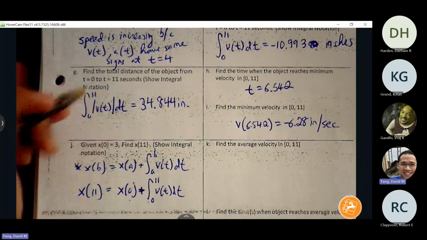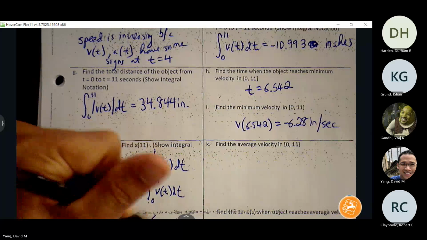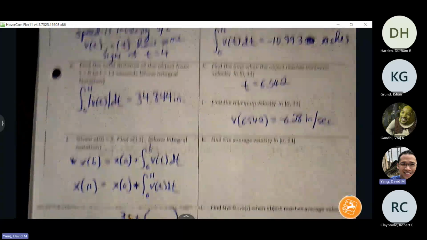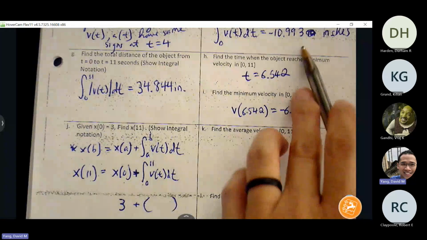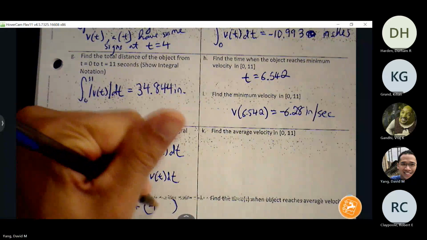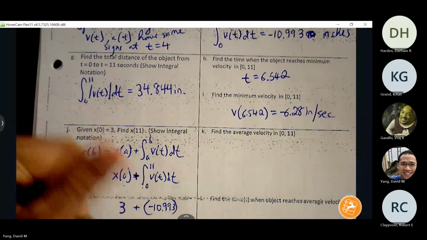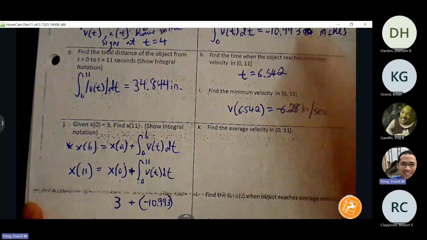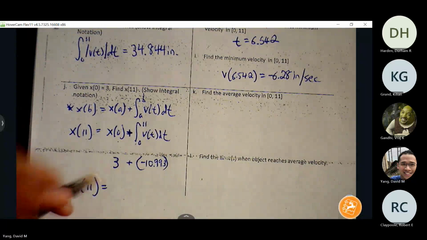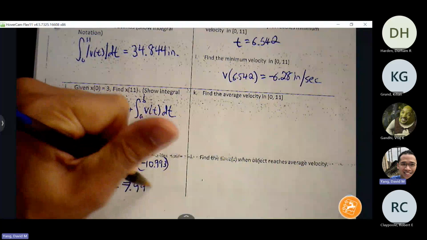So we start off at location 3. And we already have this, right? We got that from before. So we start off at location 3, but then we travel 10.9 inches to the left. Where are we going to end up? So 11 seconds in, this object will end up on the x-axis at negative 7.993.